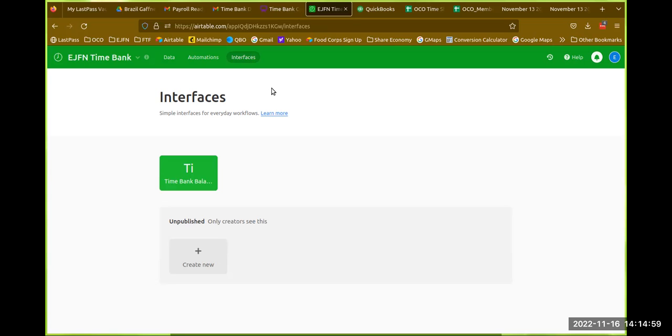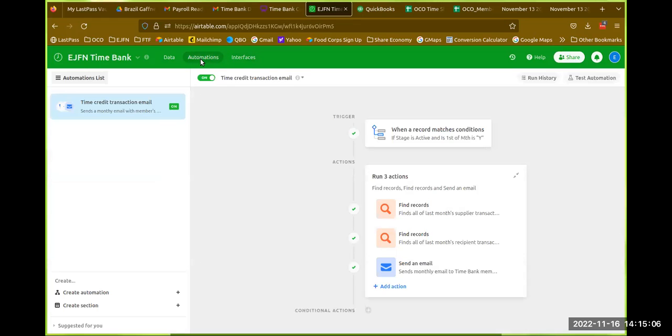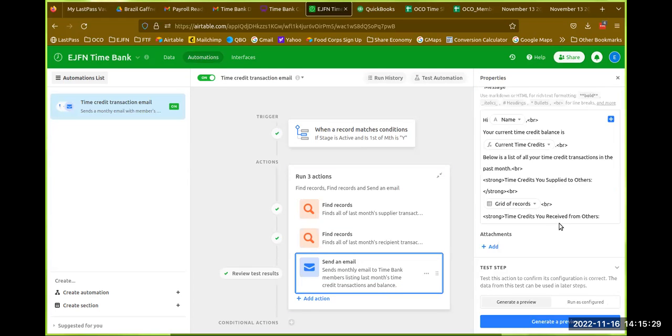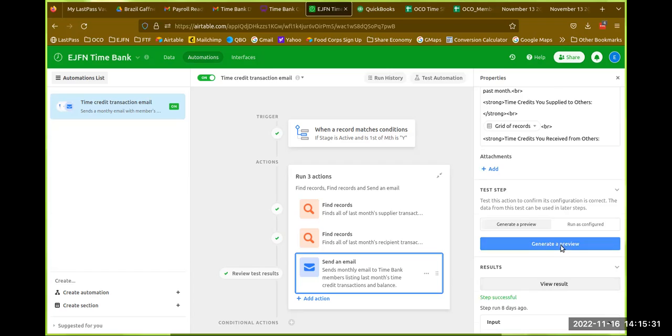I think these changes were announced very recently in Airtable. I had forgotten. Okay, so the time credit transaction email. So this is what I was talking about. It sends a monthly email with members' current time credits. And this is like a no code interface. I don't know if you're familiar with Zapier, but it's very similar to that. And in terms of the email configuration, I'll generate a preview.